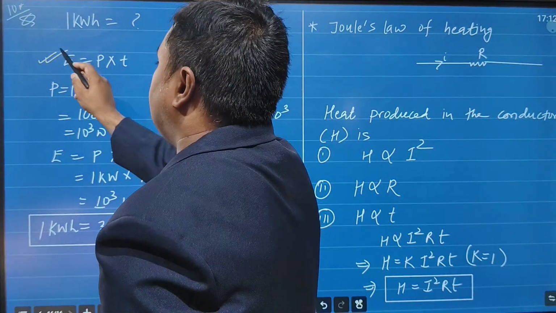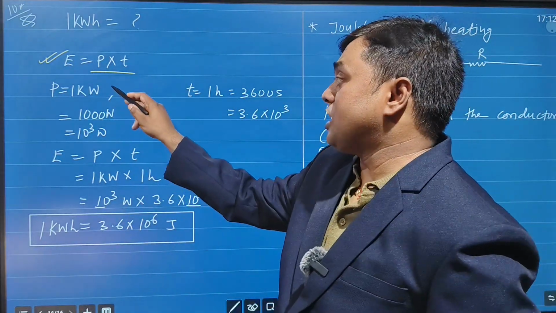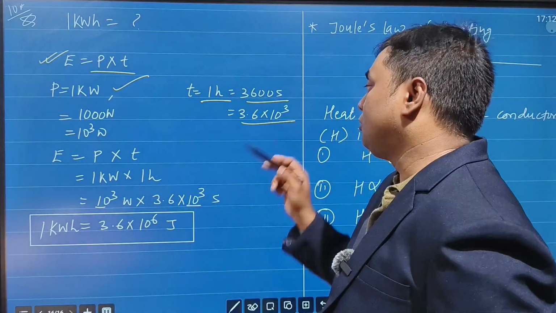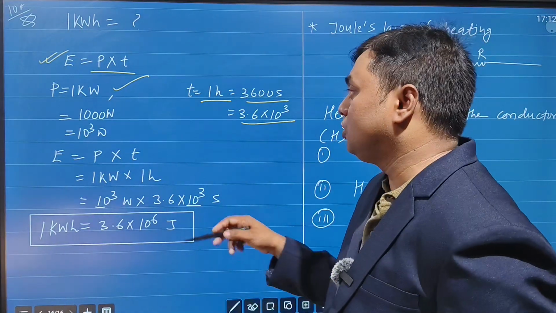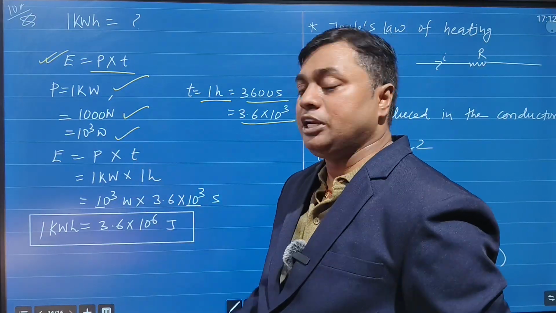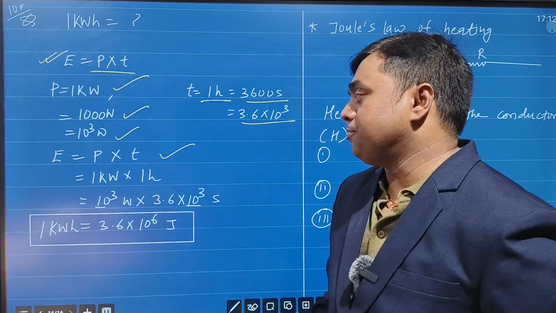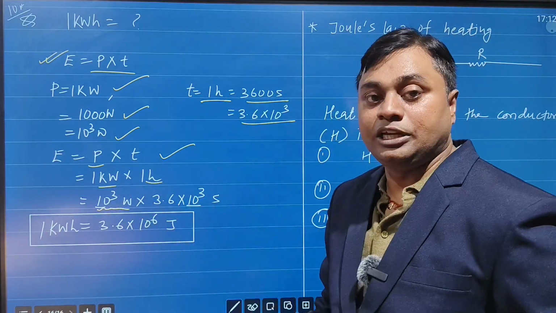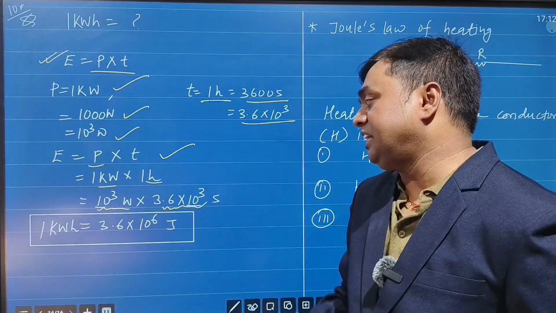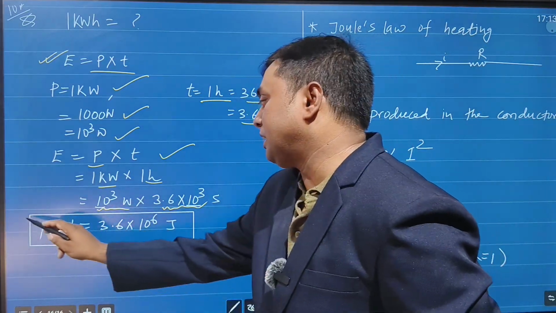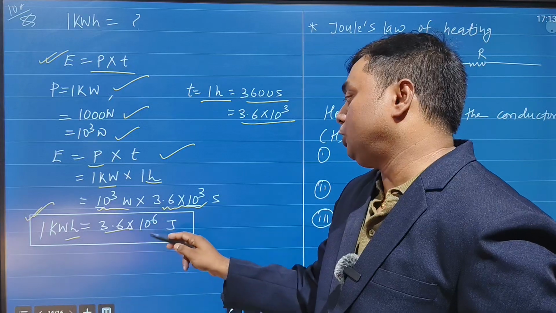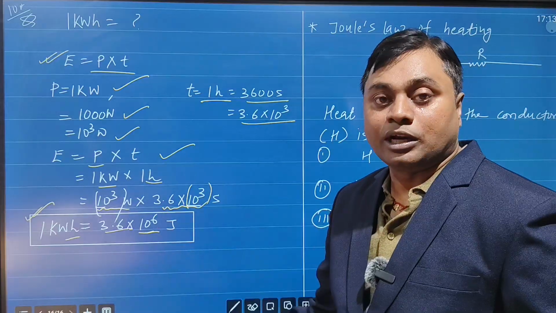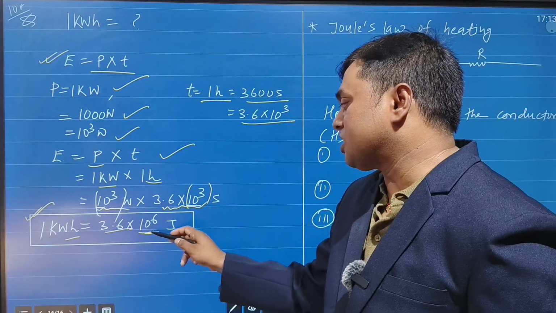Now we'll see 1 kilowatt hour. As you know, energy is equal to power into time. Assume power as 1 kilowatt and time is 1 hour. 1 hour is 3600 seconds, or we can write 3.6 into 10 power 3 seconds. 1 kilowatt we can write as 1000 watt or 10 power 3 watt. So energy is 10 power 3 watt into 3.6 into 10 power 3 second. If you solve this, 10 power 3 and 10 power 3 become 10 power 6. So 1 kilowatt hour is equal to 3.6 into 10 power 6 joule of energy.